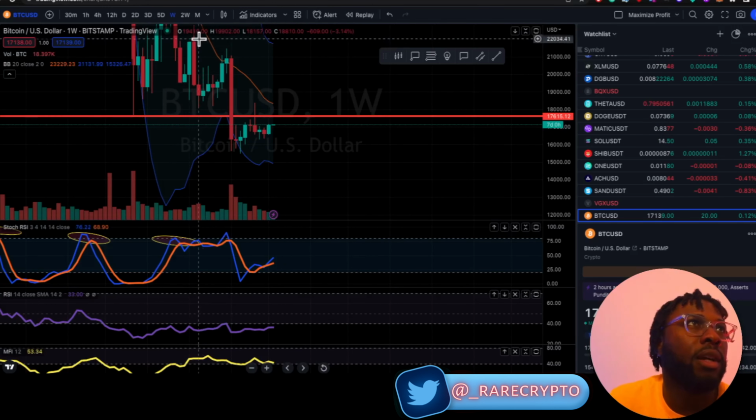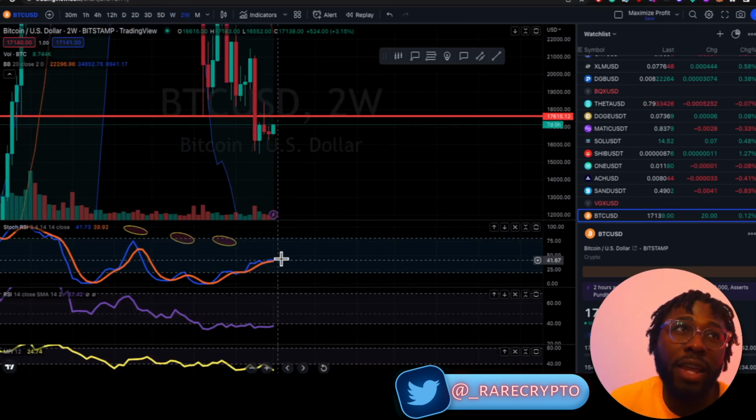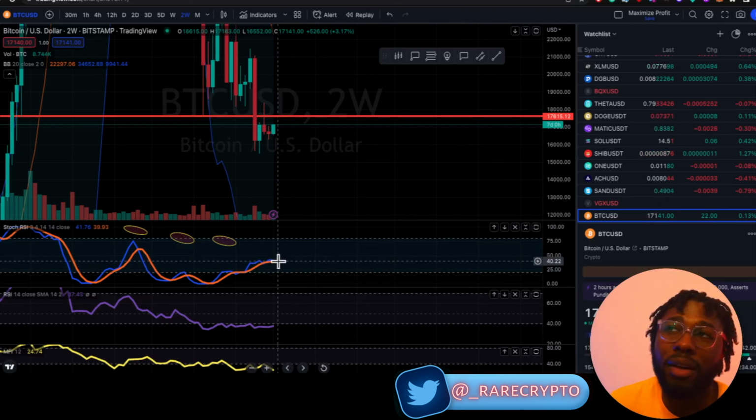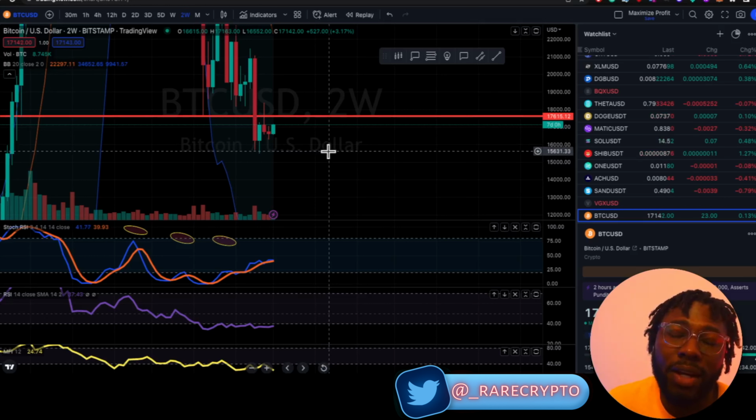If we look at the 2-week chart, there's a cross or a fake out on the stochastic RSI. Meaning that if we do have a cross, I anticipate price to drop again. We may see another touch here at this 15K area. However, with it being January, it could be a bullish month. So that's what I'm looking out for.